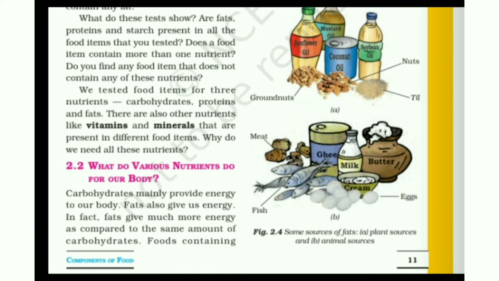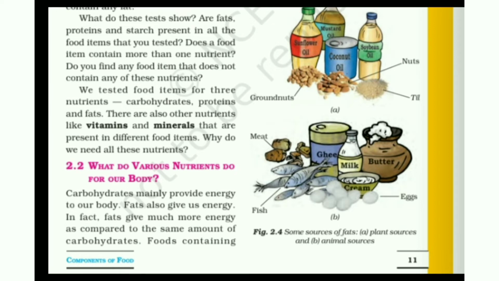And fat is mostly the oily foods. It also gives us energy. In fact, it gives much more energy as compared to the same amount of carbohydrate. The examples are groundnut, nuts, til, coconut, etc. So these two foods, carbohydrate and fat, give us energy. So we can call them energy giving foods.